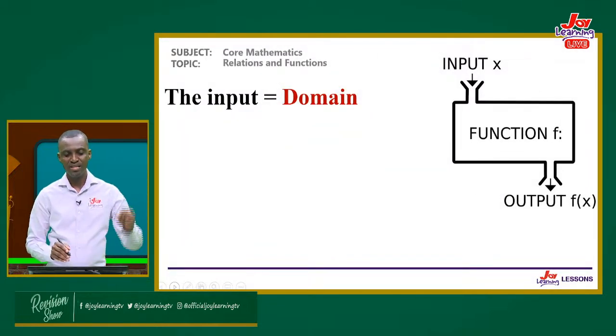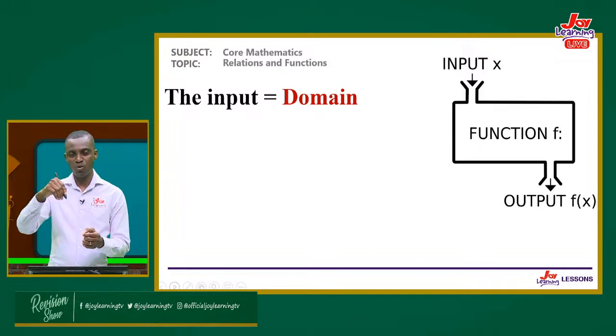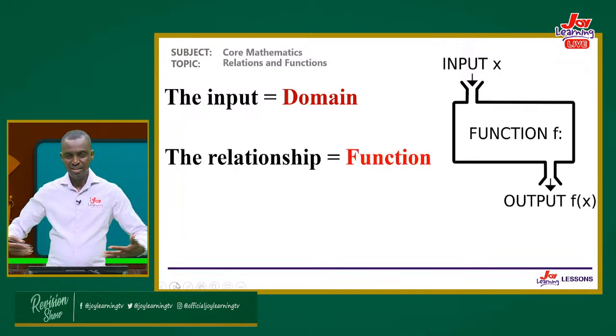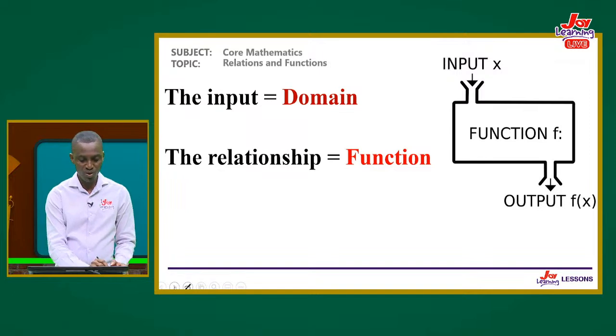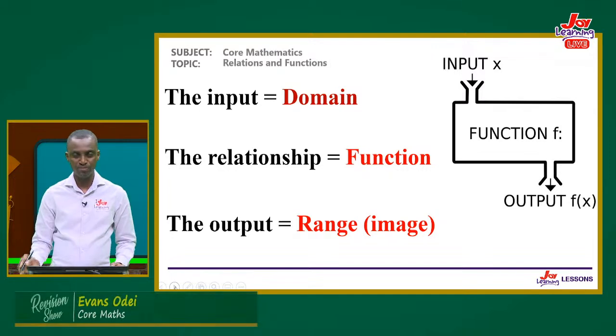So we are saying the input gives us the domain. Now we are bringing in the terminologies, right? Good. The input is what you call the domain. So the corn that goes into the corn mill machine becomes our domain. Then the relationship: what happened in the machine? The relationship, the rules and regulations that were set into the machine to grind the maize, is our function. Then what we get out becomes our range or image.